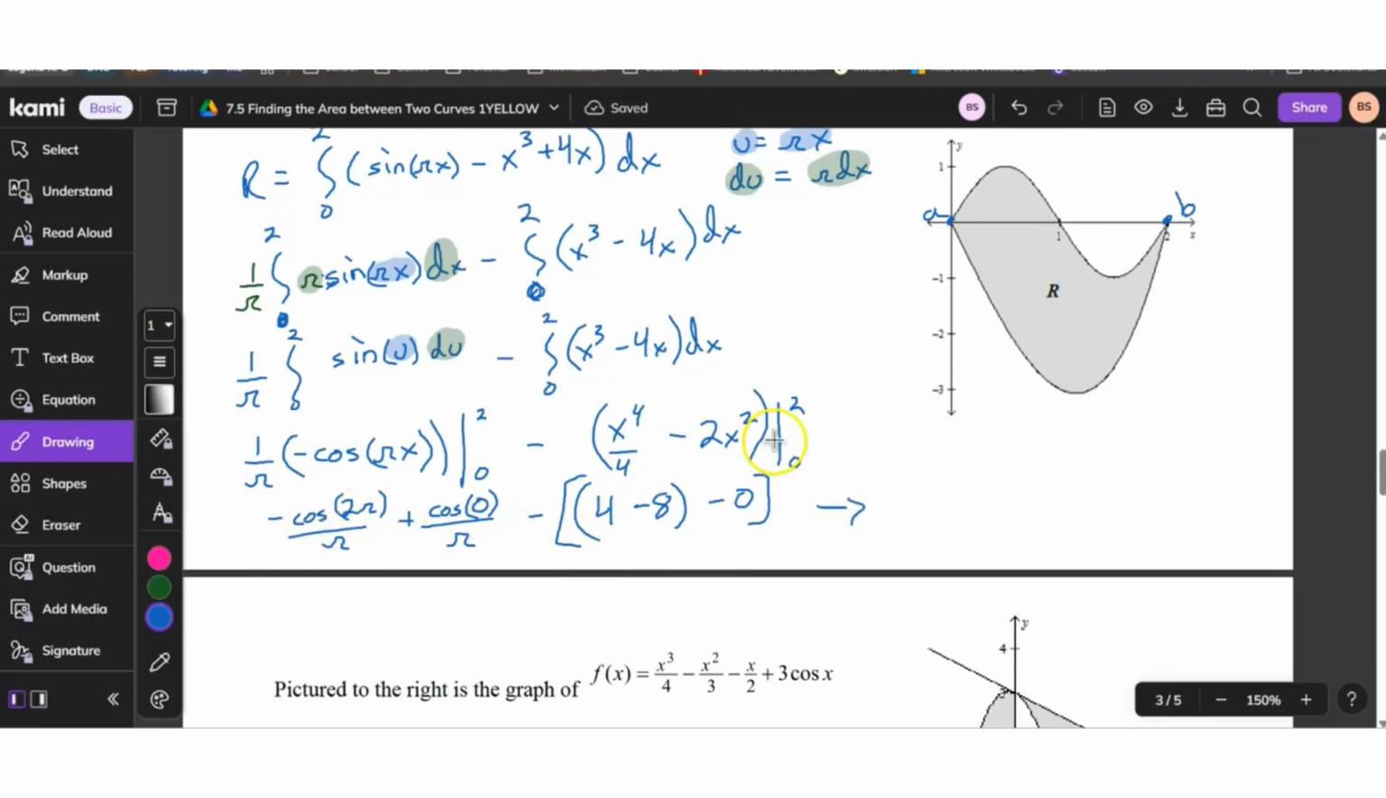So what is cosine of 2 pi? It's 1, right? So I'm going to get negative 1 over pi. Cosine of 0? So 1 over pi. And then 4 minus 8? Negative 4, minus 0, minus 4. Minus negative 4? Plus 4, right? Minus negative 4. Perfect. What happens to these? Oh my gosh, it's amazing. It's just positive 4. So the area is 4. All that to get such a pretty number. It's almost like I worked really hard to make sure that it was pretty for you.